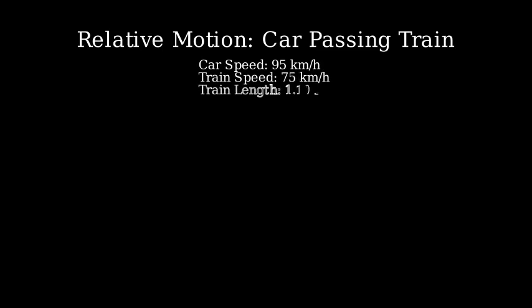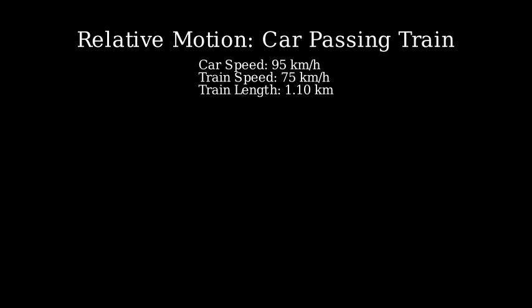Let's solve a problem about relative motion involving a car passing a train. An automobile traveling at 95 kilometers per hour overtakes a 1.1 kilometer long train traveling in the same direction at 75 kilometers per hour. We need to find how long it takes the car to pass the train and how far the car travels during this time.